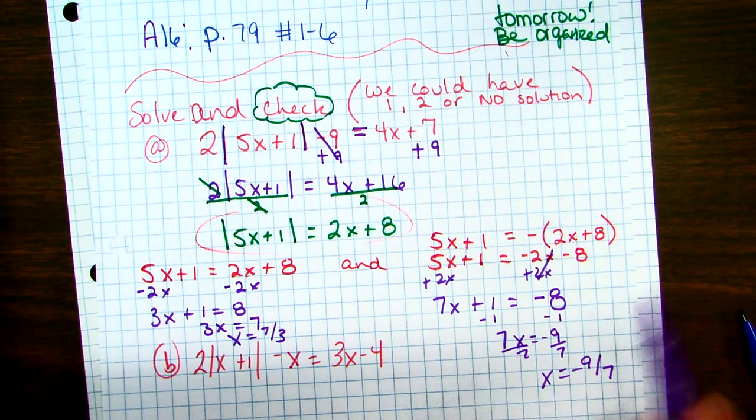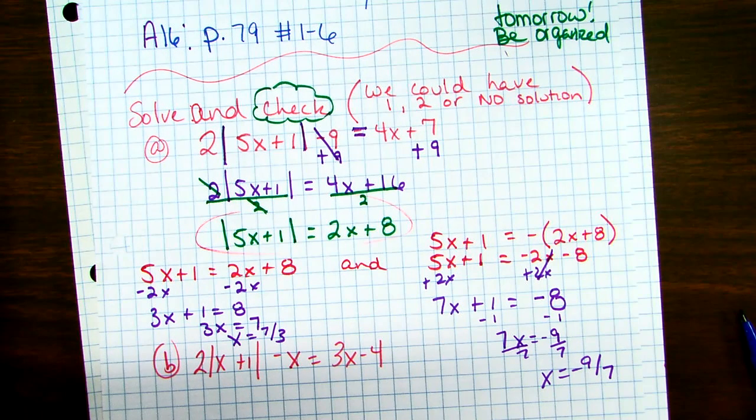I don't know why this first example has these dumb fractions in it. That's why I hate this book. Okay, so we get these two solutions. You could risk it. You could live on the edge and say, I'm going to write them both as my solution. But the truth is, you do have to check it.